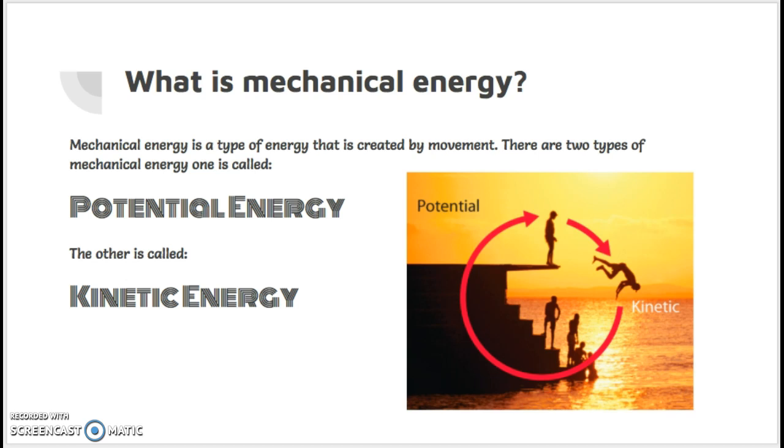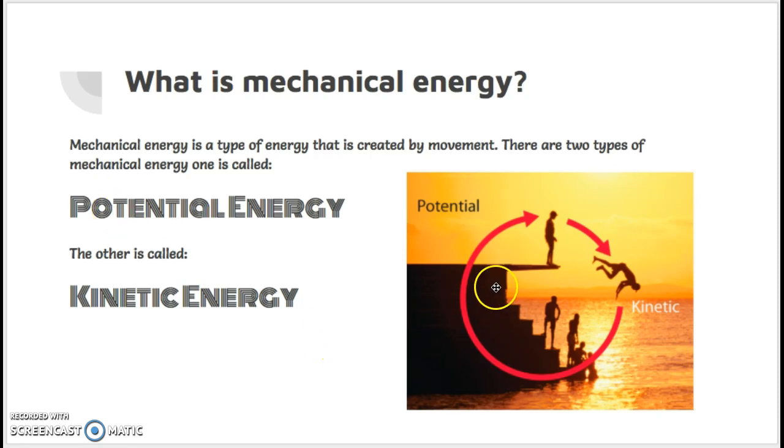So what is mechanical energy? Well, mechanical energy is a type of energy that is created by movement. There are two types of mechanical energy. One is called potential energy. Potential energy is anything that has the ability to move, but it's not moving yet.